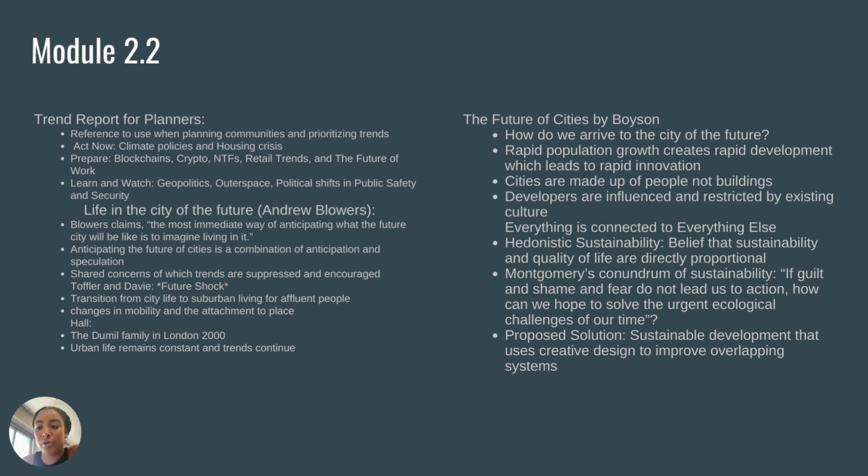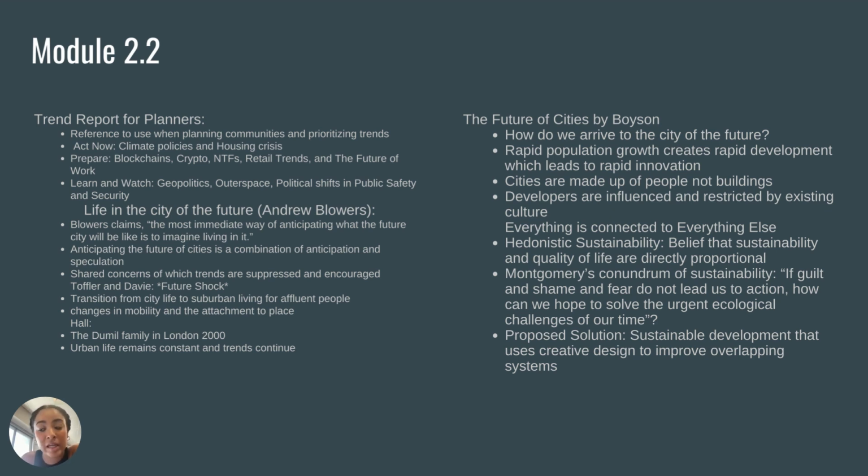For the additional reading for this lesson, we chose Everything is Connected to Everything Else, which is a chapter from Happy City by Montgomery. Montgomery opens this chapter with an example of hedonistic sustainability. Hedonistic sustainability is the belief that sustainability and quality of life are directly proportional. In the opening example, Jacques Engel's group used creative design to create a pleasurable, sustainable development. Montgomery believes that Engel's approach to sustainable design could be a potential solution to the conundrum of sustainable development.